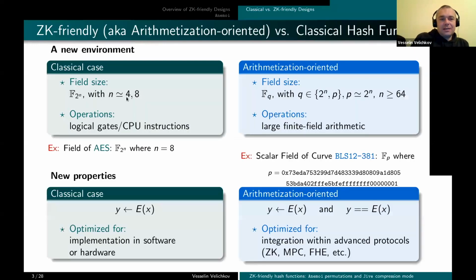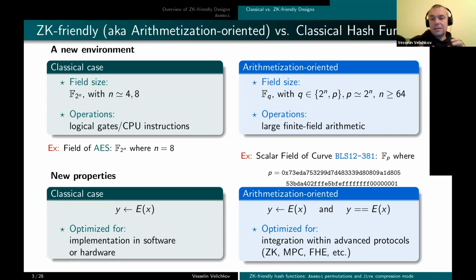So you see, on the left you see the classical designs like AES, and on the right you see arithmetization-oriented designs. So what I was saying is that in classical designs we work over a binary field of small size, so 2 to the n, where n would be 4 or 8, with chunks of 4 or 8 bits. But here we work over finite fields of huge size. So Q would be 2 to the n for n bigger than 64, and P would be a prime number, for example, for BLS12-381, this huge prime number. So one issue is that you are handling huge finite field elements as opposed to bits.